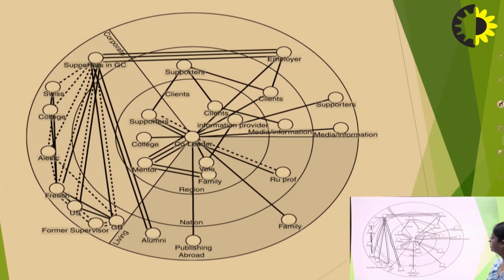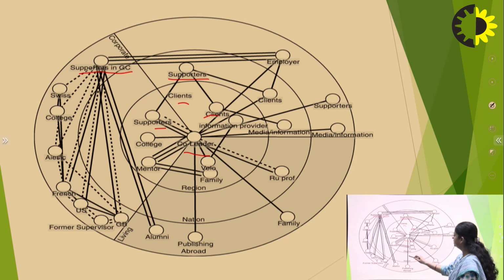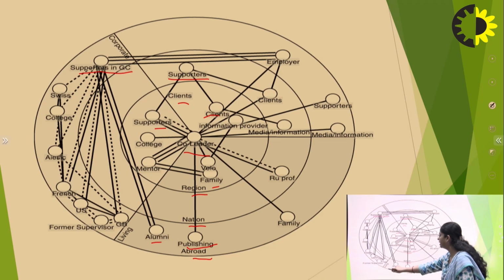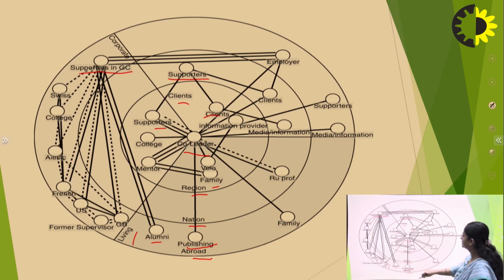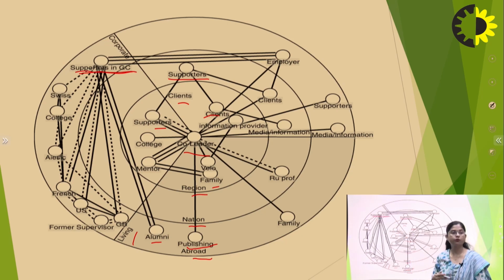This is an example of sociogram analytics, in which there is a supporter and GC. This is supporter, client, supporters, client, co-leader, reason, family, nation, publishing abroad, alumni, living. So how are these people connected to each other and who is the influencer? Here we can find out the influencer is the co-leader, the influencer is the supporter in GC. So the more people connected to a particular person, that person is the influencer who influences the particular network.